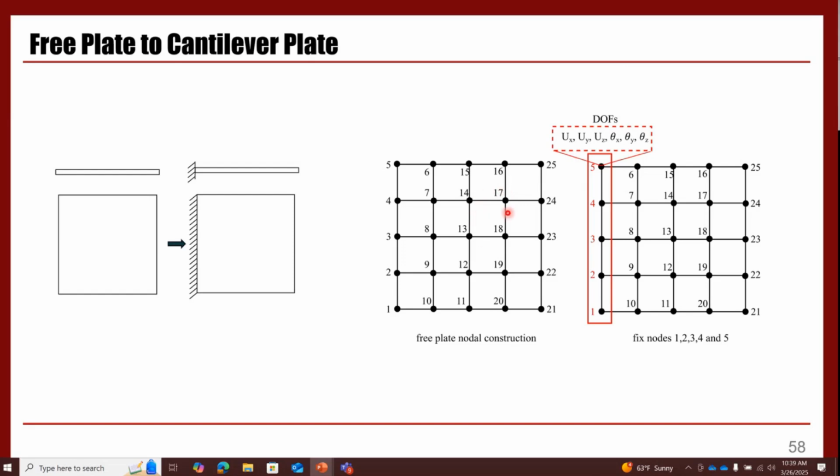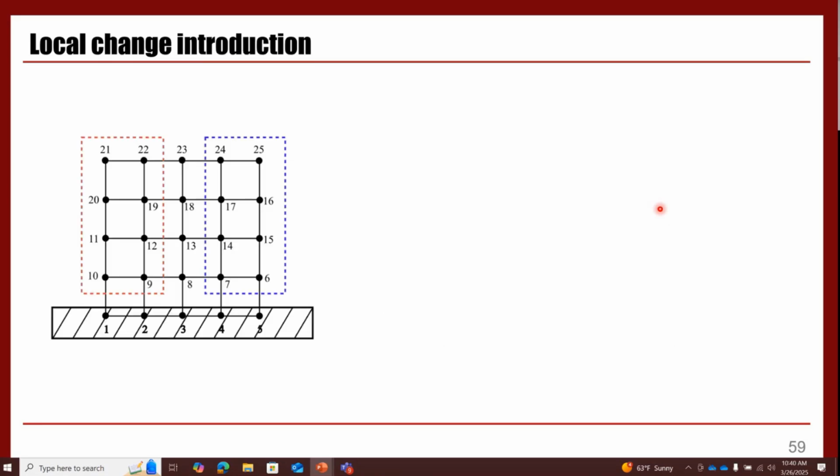And then we constructed a cantilever plate from the matrices of the free plate by adding a fixity at node 1 to node 5. So we added a fixity at the 6th degree of freedom to construct a cantilever plate for further analysis. So now we introduce local change into the cantilever plate that we formed with the matrix, and we have already added fixity at node 1 to 5.